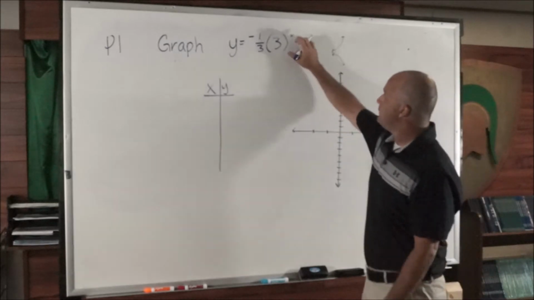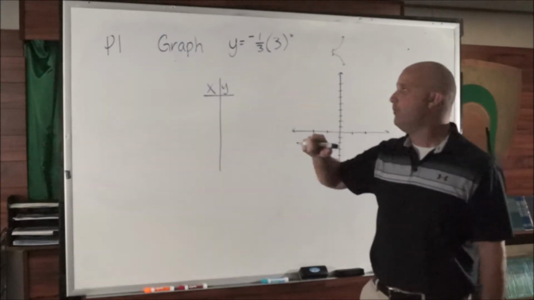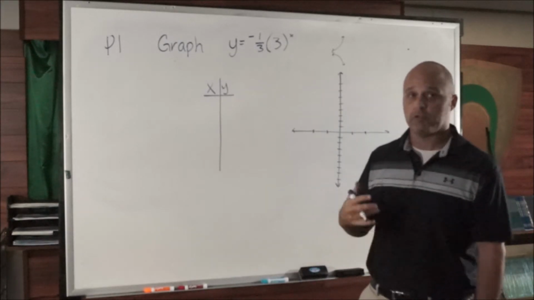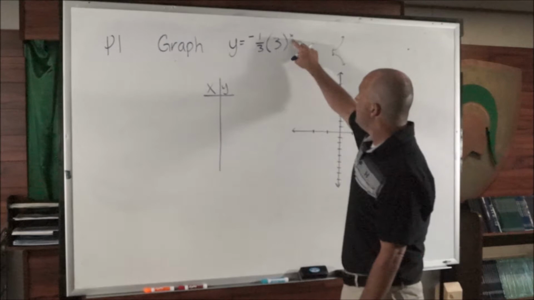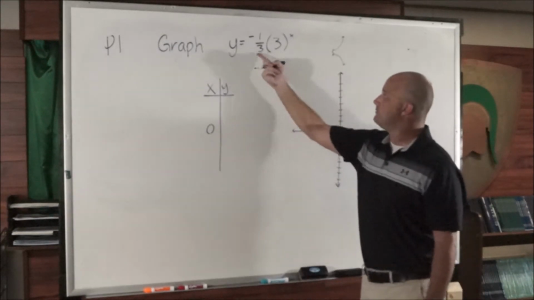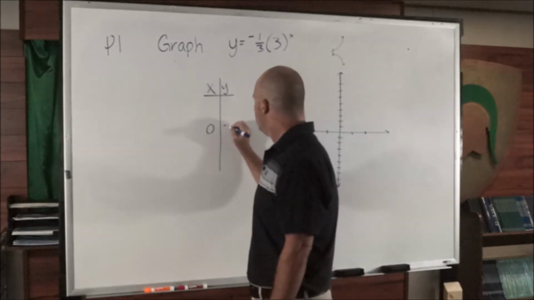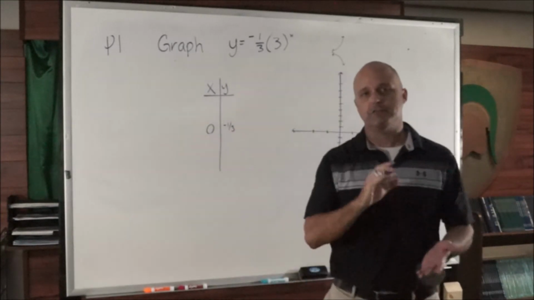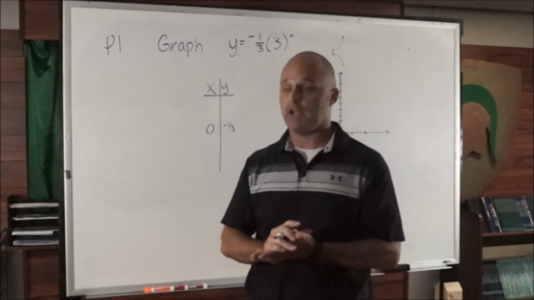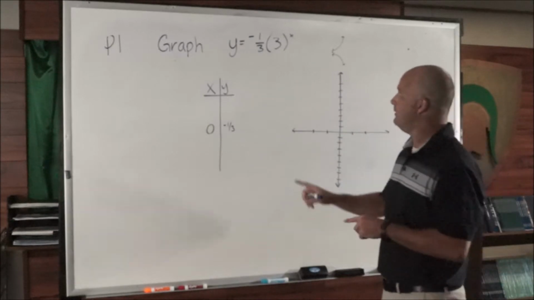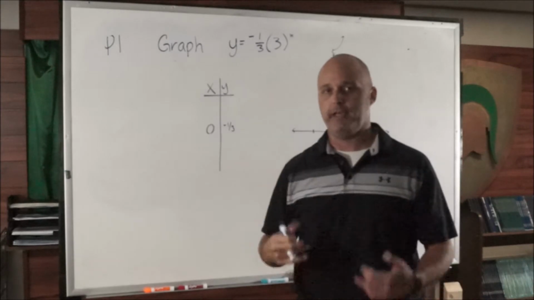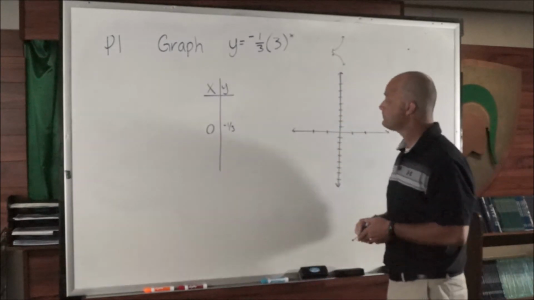Now, because there's no h value and there's no k value, we do know that negative 1/3 is going to be our starting point, or the y-intercept. If we were to plug in 0 for x, 3 to the 0th is 1, times negative 1/3 is negative 1/3. So again, as long as there's no h or k value, the a value is always going to be our y-intercept. The only time it's going to be different is if we have an h or a k that's moving it left or right or up or down. Then we've got to do some math to figure it out.